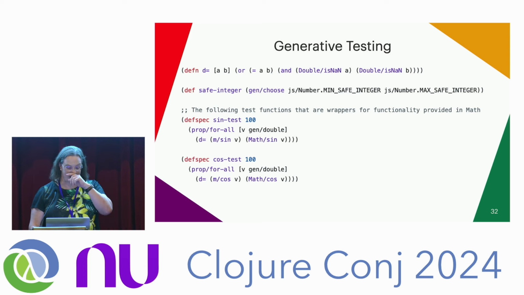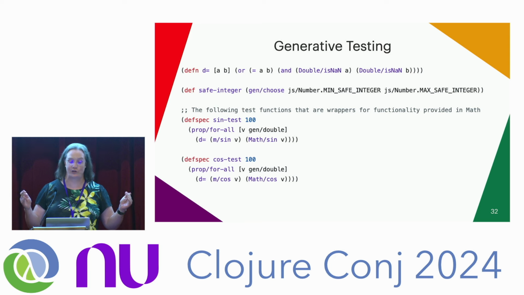Safe integer is a range of integers that we can operate across when doing generative testing, just going from the minimum to the maximum number. We don't want to go out of that range because otherwise things get rounded off and it's not going to work for us. And I can do things like, here's a sine test, here's a cosine test. Very easy. I just say for all doubles, and the math cos is equal to the Java math cos. And these things worked. It went great.